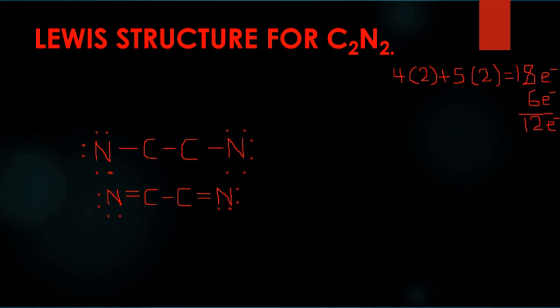So we cross check and see if our carbon atoms now have a complete octet. Let's see. 1, 2, 3, 4, 5, 6. And we know that for this carbon 2 is also going to be 6. And from that we can see that the carbon atoms do not have a complete octet.